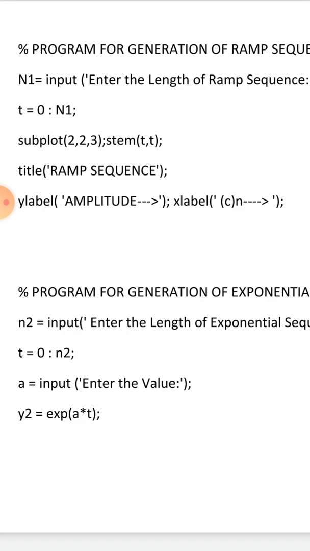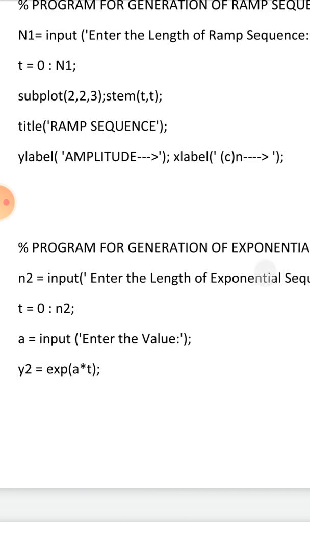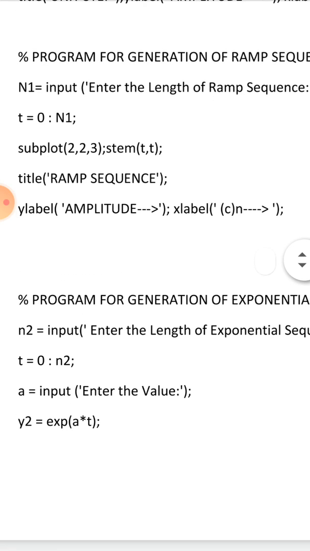So you are taking time as 0 to N1. If you remember the equations for the ramp signal, the x-axis values will be equal to the y-axis values. That's why you are taking the time limit as 0 to N1. Now you are going to plot it in subplot of 2 comma 2 comma 3, that is 2 rows, 2 columns, third position. Again you are using the stem function to plot the signal, stem of t comma t. So you have t on the x-axis and also t on the y-axis, the same values on x and y axes. You are giving the title as ramp sequence and then the y label and x label. So this is how you plot the ramp sequence.